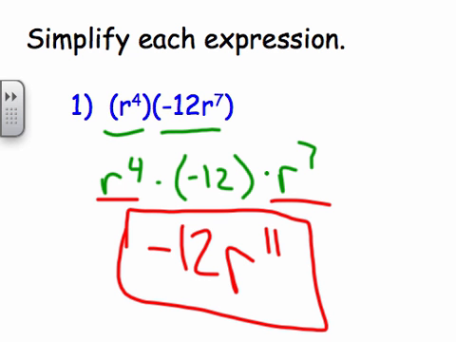So basically just multiplying your variables together that have the same base. In this case, they both had a base of r, so I could just add their exponents. And the negative 12 just gets brought out front.